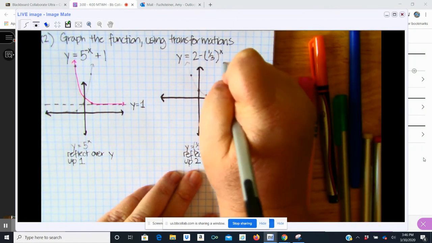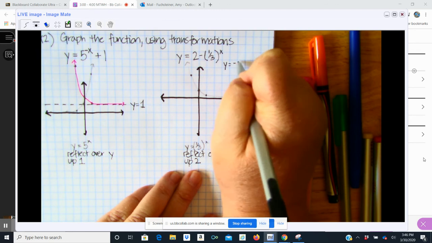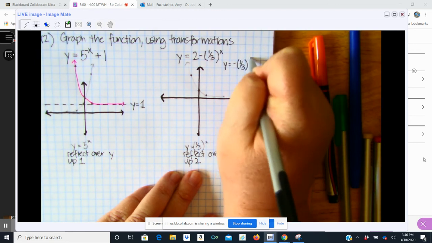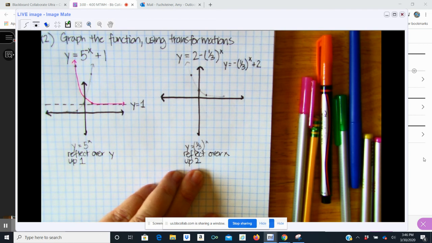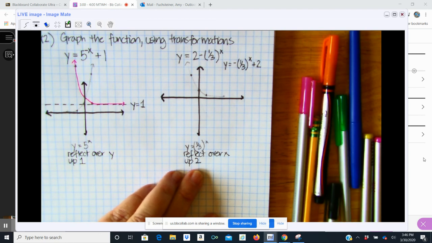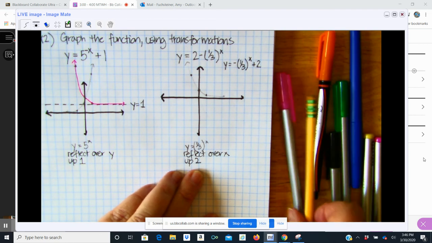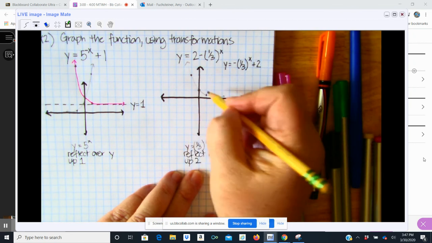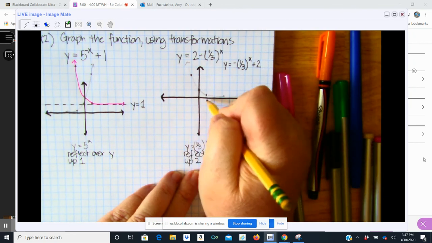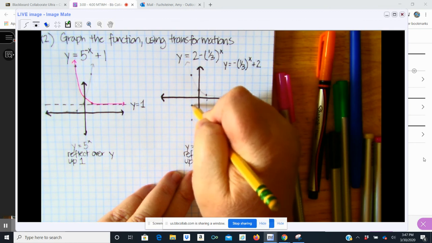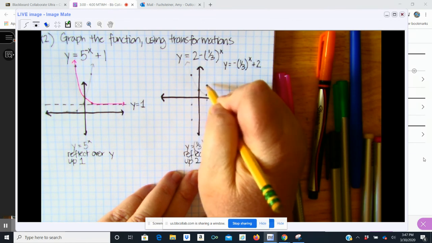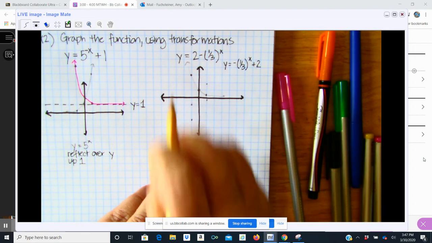For some of you, you may find it helpful to rewrite this as negative (1/3) to the x plus 2. Just having that plus 2 on the end sometimes helps with the ups. All right, so when I reflect it over the x, that's going to be there, there, there, and then I need to move it up 2, so it's going to be there, there, there.